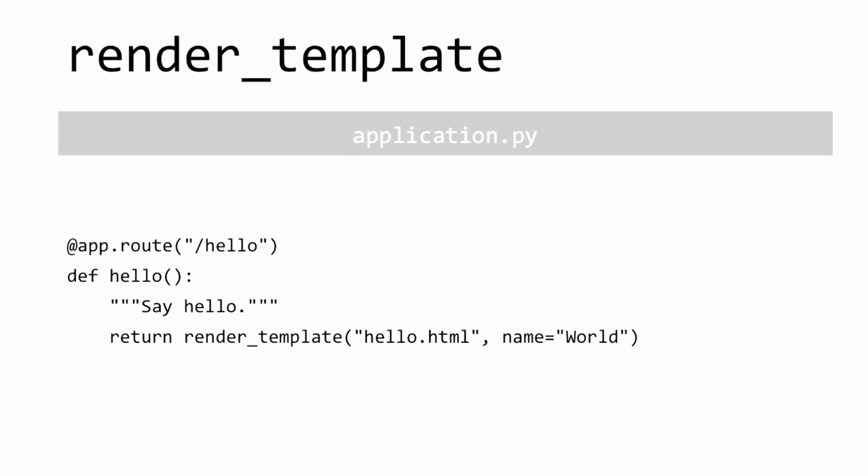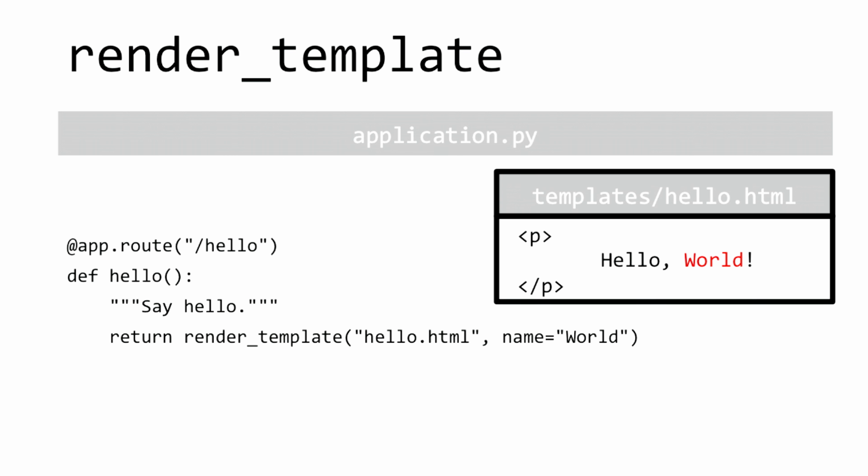So within application.py, I would include a route to hello, and I would return render_template hello.html and pass in the name world. So what would I see in HTML? Well, it would replace name with world. So my page would say hello world.